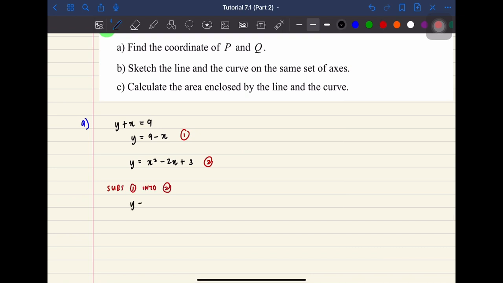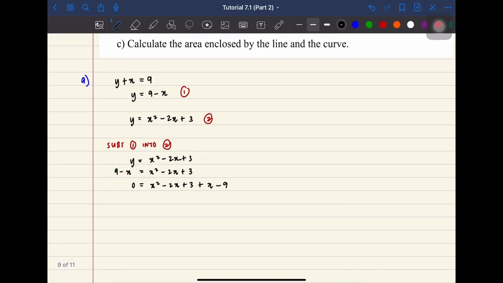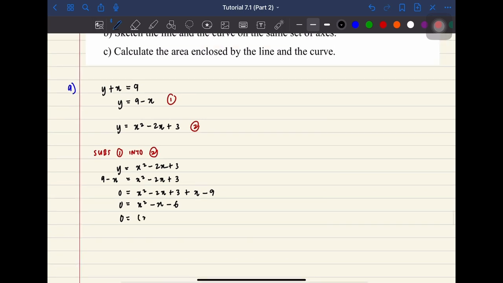So we have equation y sama dengan x square tolak 2x tambah 3. So kita boleh gantikan y tu dengan this one. So 9 tolak x sama dengan x square tolak 2x tambah 3. So saya pindah semua ke belah kanan. So 0 sama dengan x square tolak 2x tambah 3 tambah x tolak 9. Okay, tambah x tolak 9. So 0 sama dengan x square tolak 2x tambah x is negative x. Okay, and then 3 tolak 9 is negative 6. So ini quadratic biasa, so you can just directly use calculator. So you're gonna get x minus 3 dengan x plus 2. So x equal to 3 and x equal to negative 2.